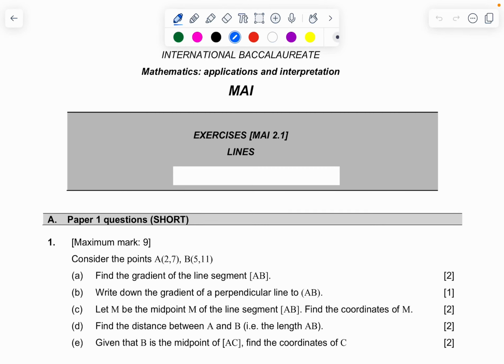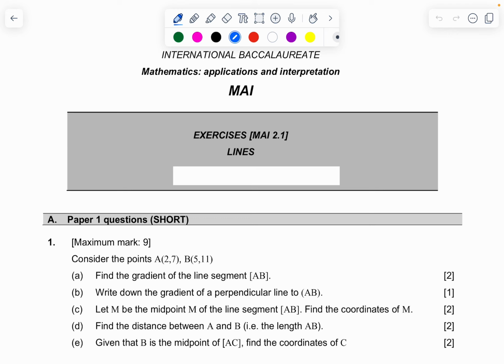Welcome. This video is for Mathematics AI, HL and SL. The concept is nothing but what? Lines. So we are going to do all the questions right from the topic, lines, and some past paper questions for this entire particular topic, lines.